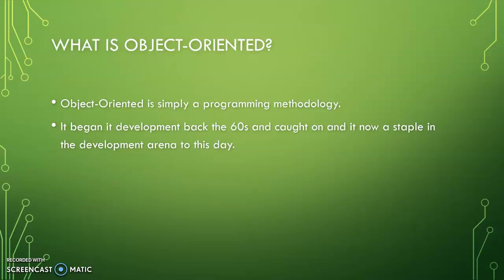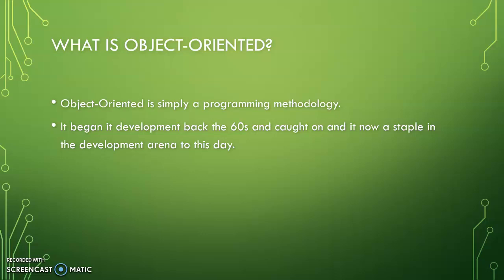So what is object-oriented? Object-oriented is simply a programming methodology. That's truly what it is. It's a way of doing something. All right. This development began in the 60s, probably even the 50s, and really caught on and is now a staple in the development arena to this day. It's been around for many years, 50, 60, 70 years. It has actually been around and being used.